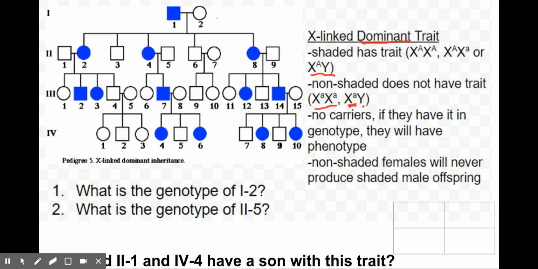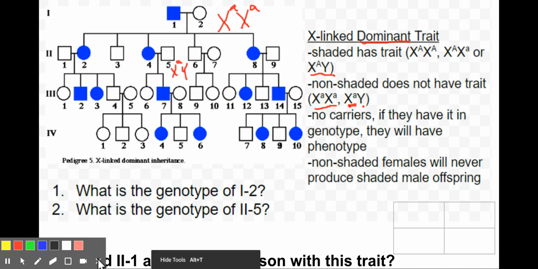1, 2, right here. What's the genotype of 1, 2? It's a female, and the only way a female does not have the trait is if it is homozygous recessive. What is the genotype of 2, 5? So right here, 2, 5, it does not have the trait. The only way a male does not have the trait is if they are recessive on their X allele.